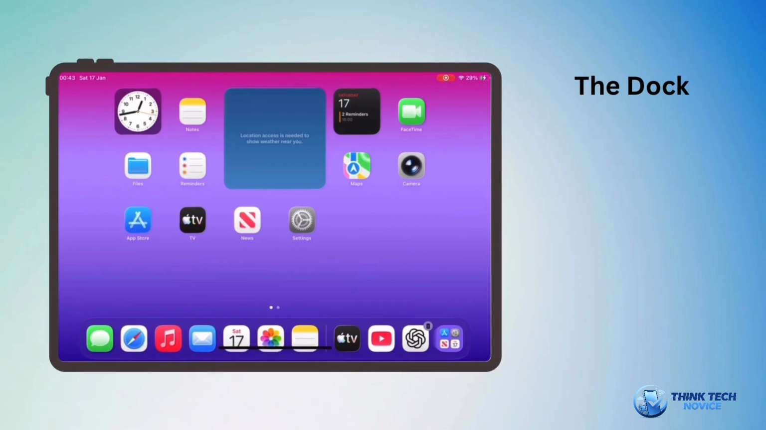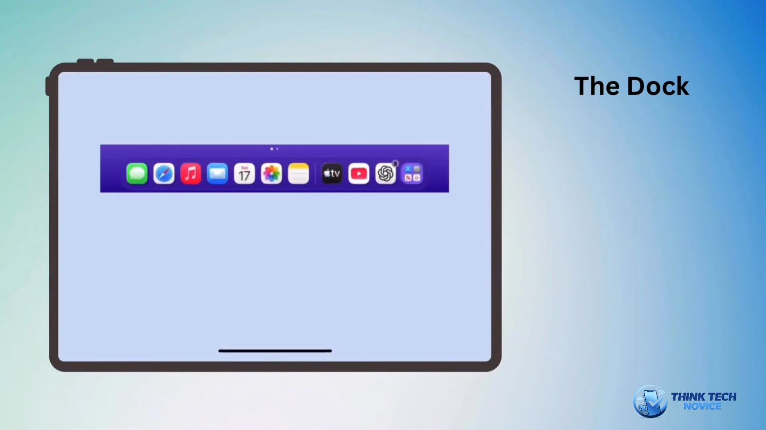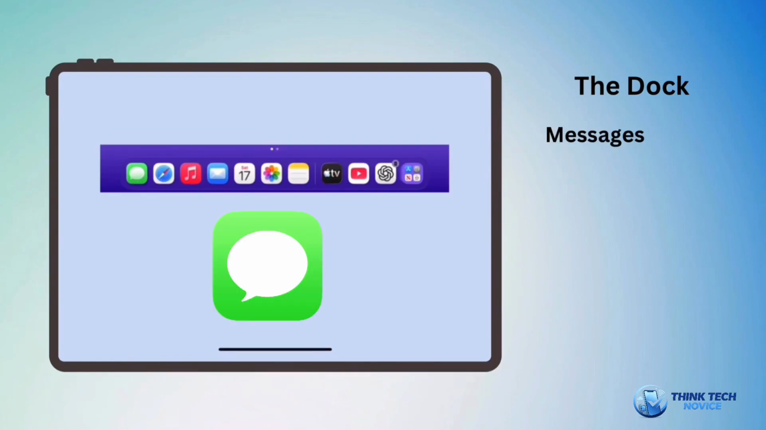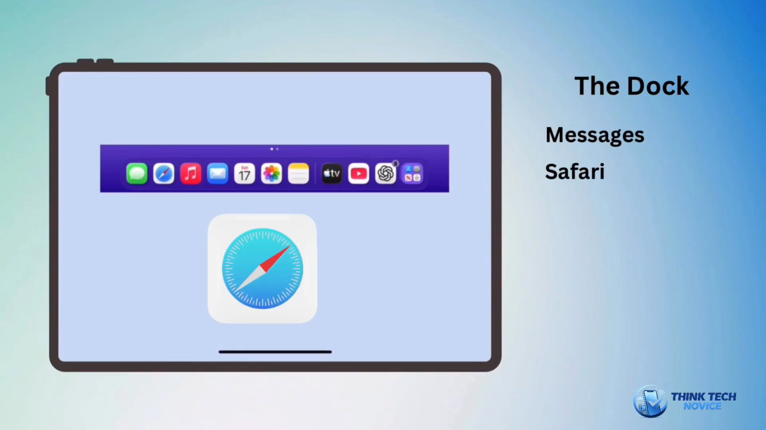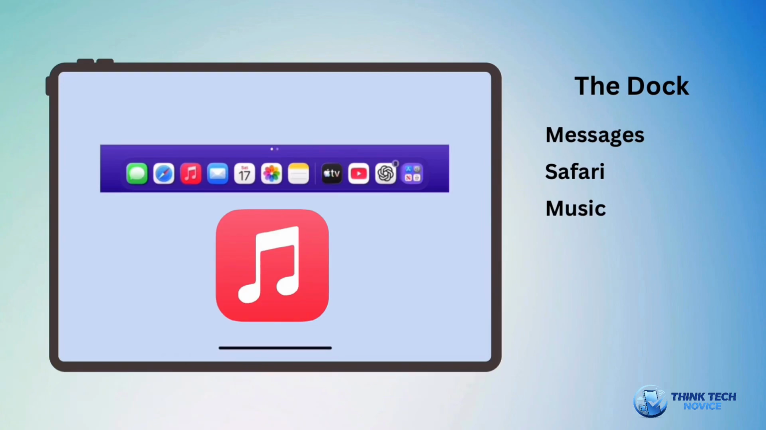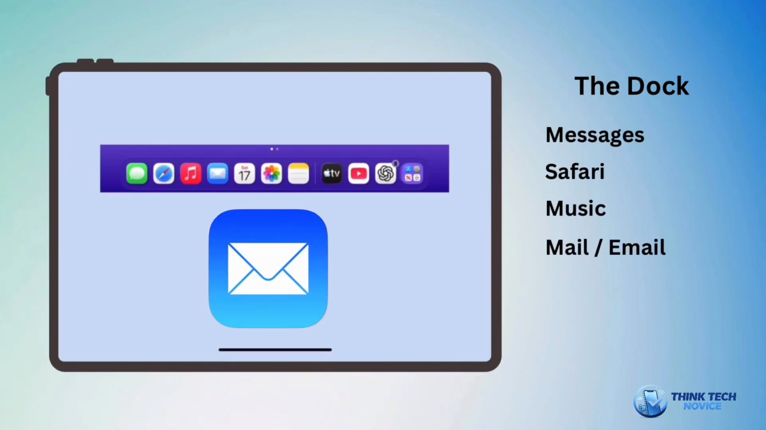We're learning together. The first app in the dock is the Messages app, where you can send and receive text messages. This can be linked to your iPhone. Next to Messages is Safari. This is Apple's internet browser. Then we have Music. And next to Music is the Mail app. Here you can set up your emails to deliver directly to your iPad.